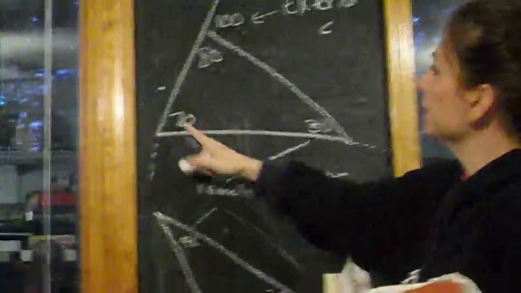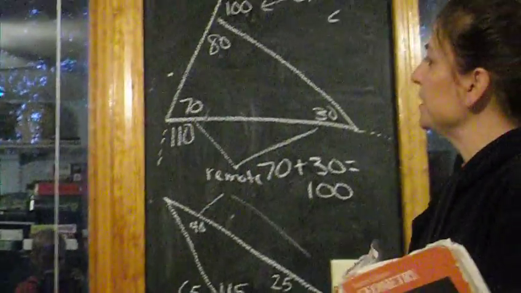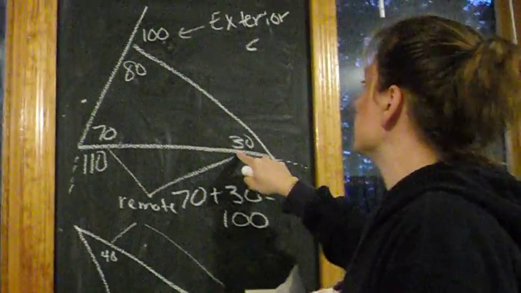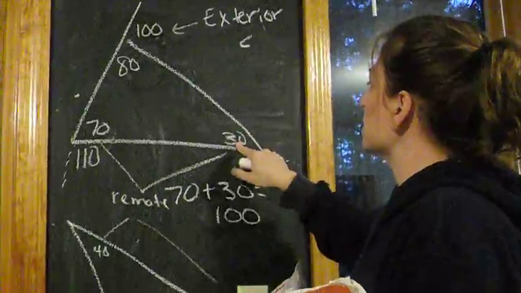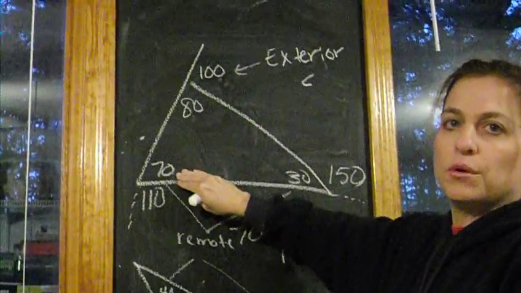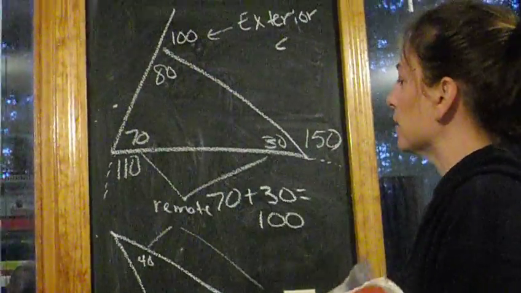Let's figure out what this angle would be. If that was 70, 180 minus 70 is 110. Let's see, does 80 and 30 equal 110? Yes, it does. How about this angle? If that's 30, that would be 150. Does 80 and 70 equal 150? Yes, this exterior angle adds up to these two remote angles.